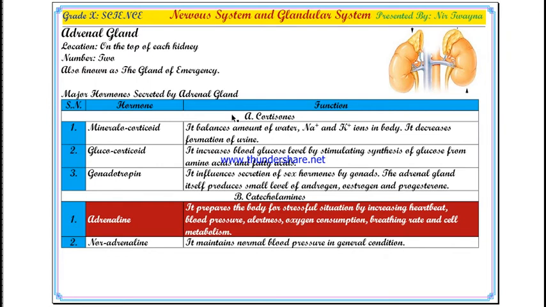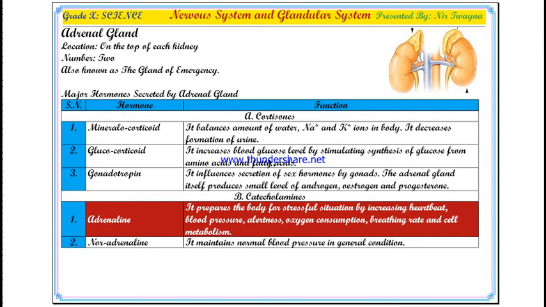Now, adrenal glands also produce several kinds of hormones, which are categorized into two categories: cortisols and catecholamines. Although there are 5 hormones mentioned here, you only have to study about this one, adrenaline. First of all, mineralocorticoid. It balances amount of water, sodium and potassium ion in body, and it decreases formation of urine. When mineralocorticoid is produced, it decreases urine formation by kidney.